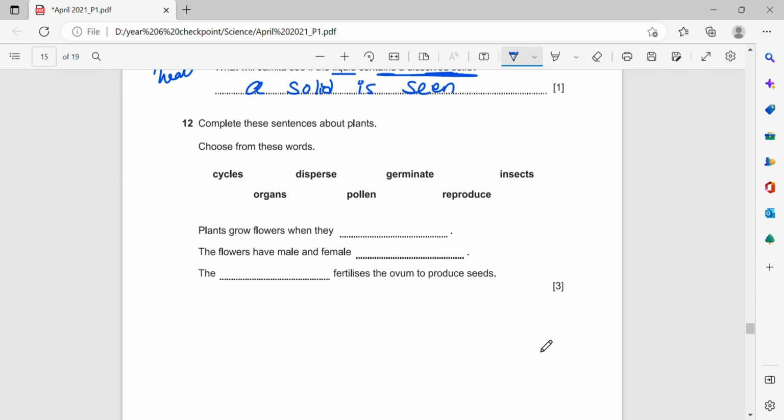Question 12. Complete these sentences about plants. Choose from these words. Plants grow flowers when they, which word from here? Great, reproduce. The flowers have male and female organs. What fertilizes the ovum to produce seeds? The pollen.